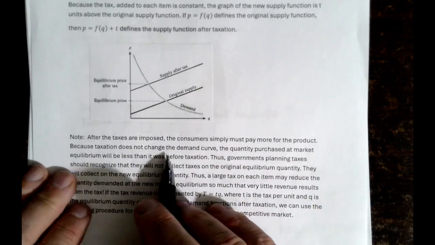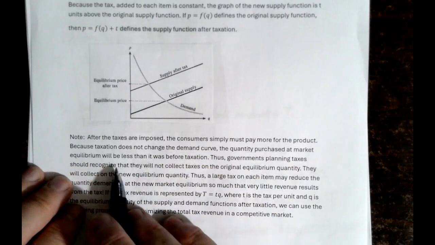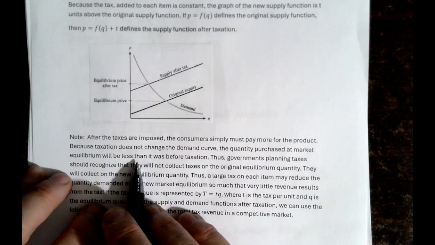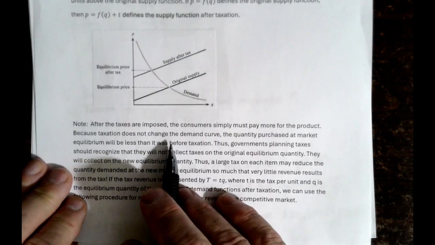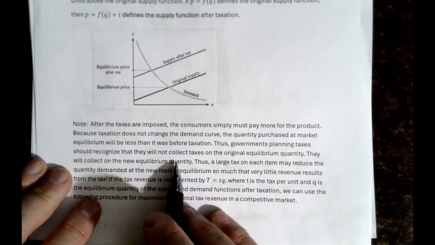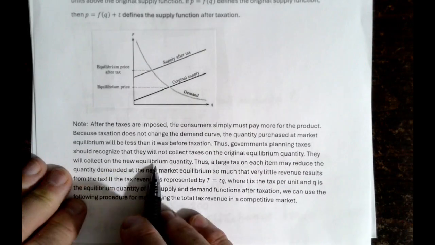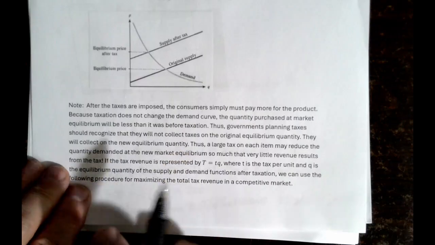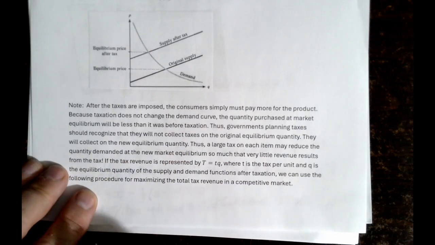Because taxation does not change the demand curve, the quantity purchased at market equilibrium will be less, meaning they're going to sell fewer of them because they're charging more. Thus, governments planning taxes should recognize that they will not collect taxes on the original quantity. They will collect on the new quantity. Thus, a large tax on an item may reduce the quantity demanded so much that very little revenue results from the tax.